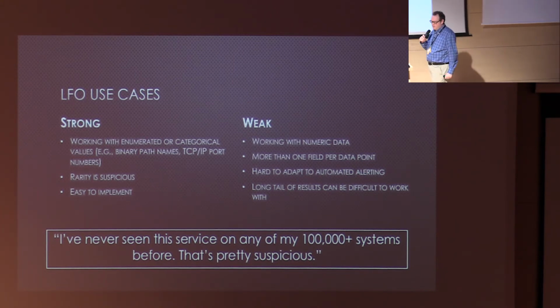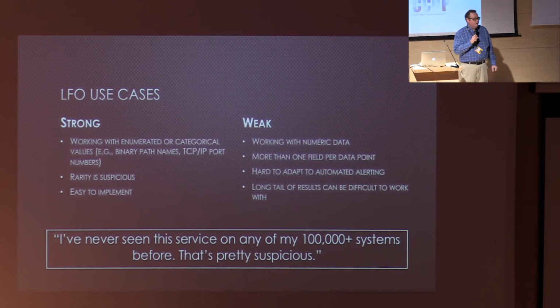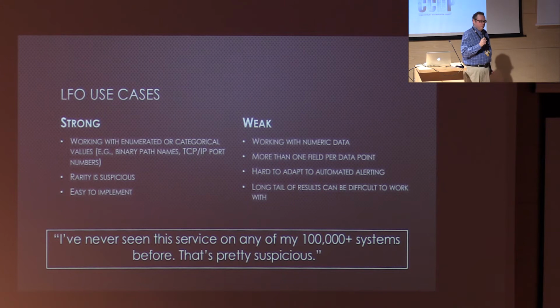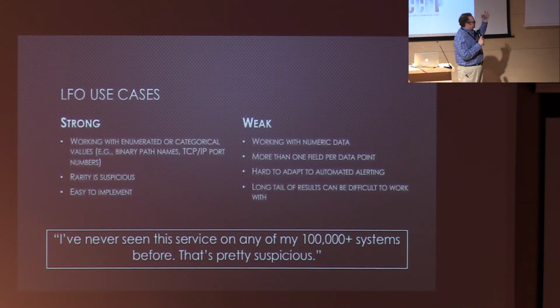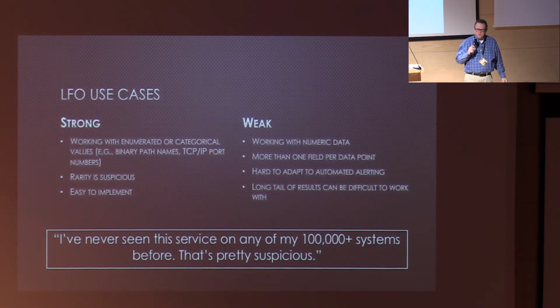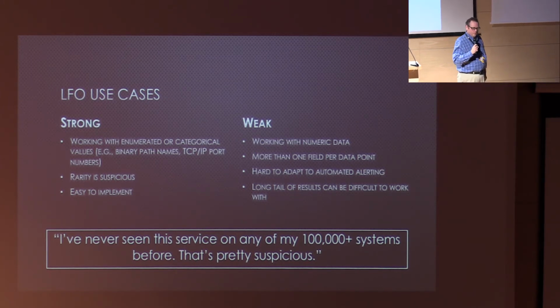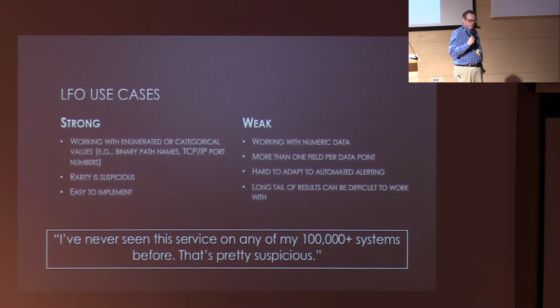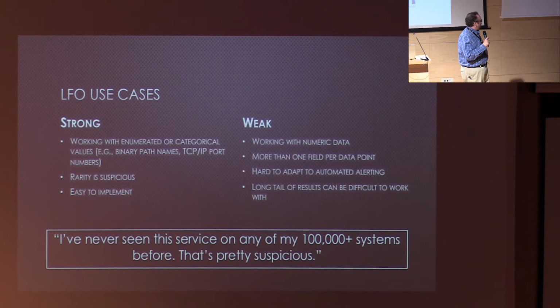I said that maybe this is a bad idea to have it only one, but there are some strong use cases for this. It would be appropriate if you are working with enumerated data, that is, not numeric data that would have a potentially infinite number of possible values. Usually strings, but sometimes things like TCP port numbers, which are not really integers, even though they look like it. So they should be enumerated or categorical values.